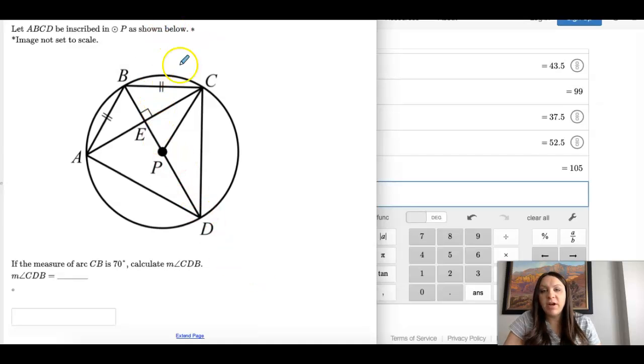Now we don't have a trapezoid, we have a kite inscribed in a circle, and we're given arc length 70 from CB, and notice that we have the same thing. We have same sides here. So I'm gonna just label that as 70 as well, because those are the same, they're both right angles. We want to calculate the angle measure, angle of C to D to B. So this one.